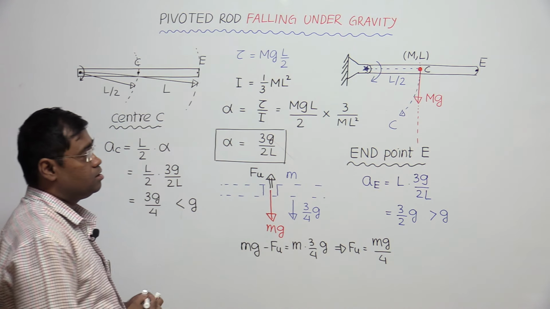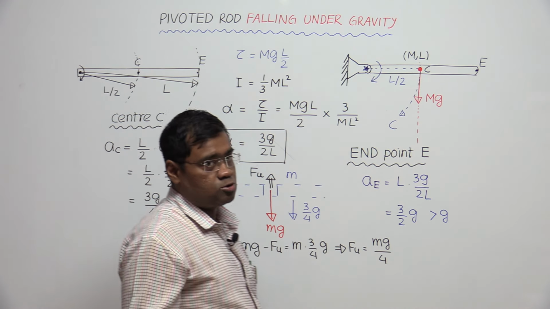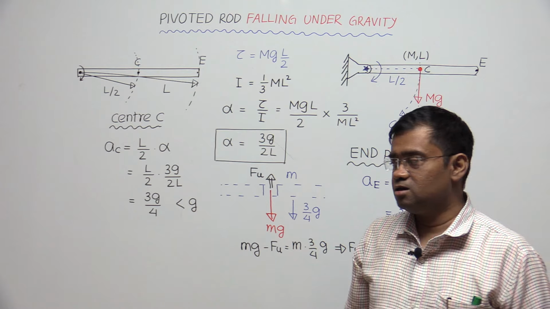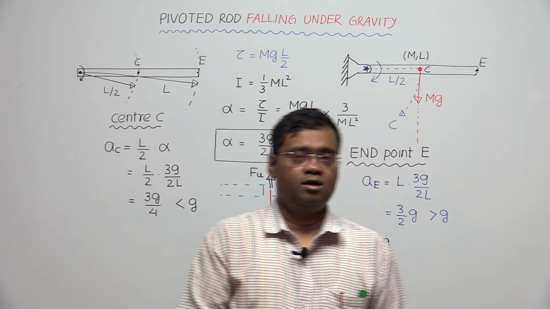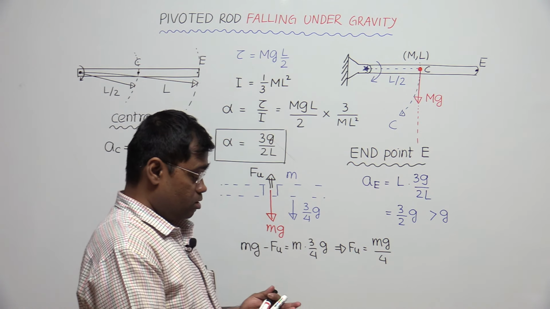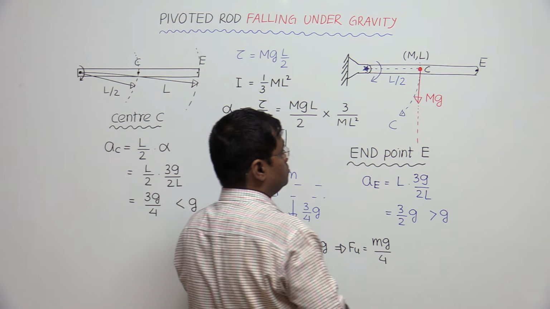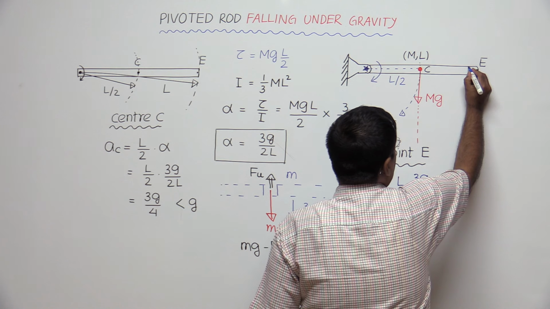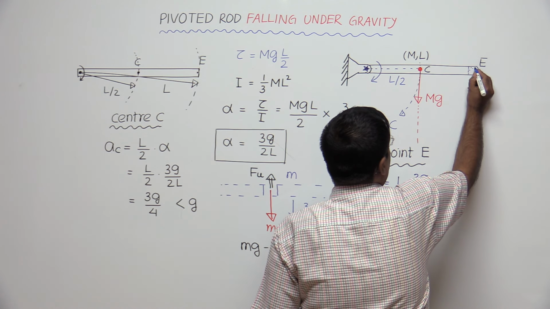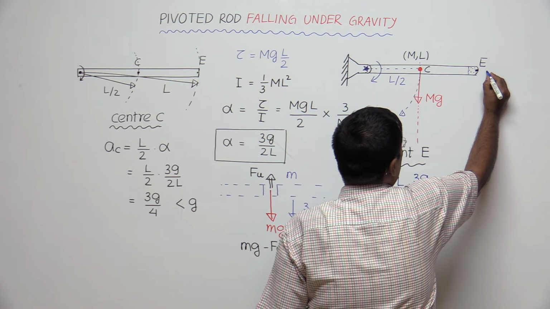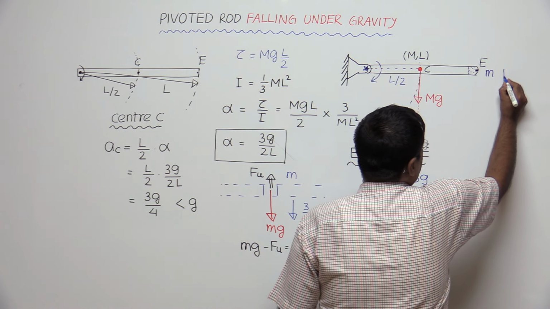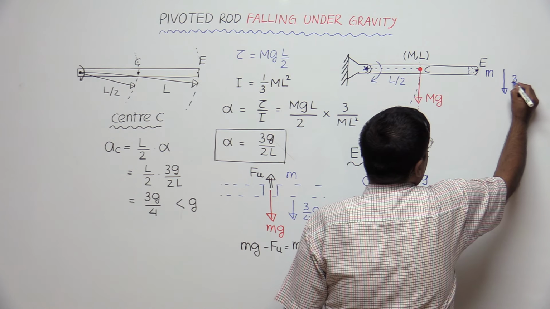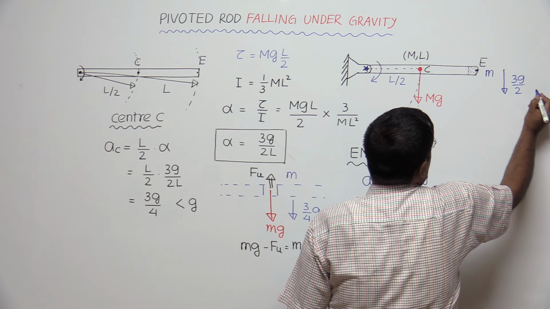So, remember, the other parts of the rod must be exerting this upward force on the central part. In a similar way, if somebody asks you what will be the force exerted by the other parts on a very small portion near the end of the rod, let us consider the mass is small m. Do not forget its linear acceleration we already got, which is 3g upon 2, which is greater than g.